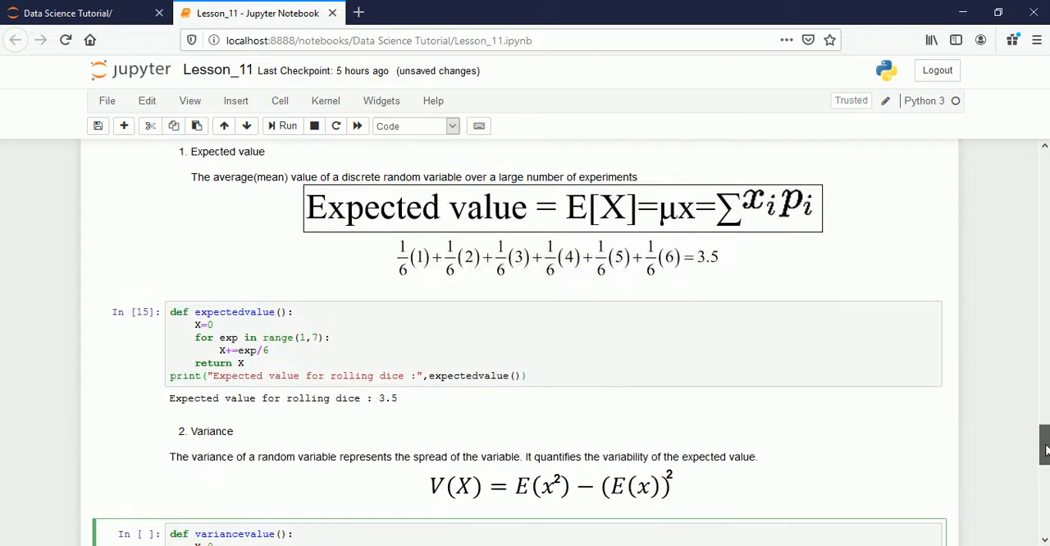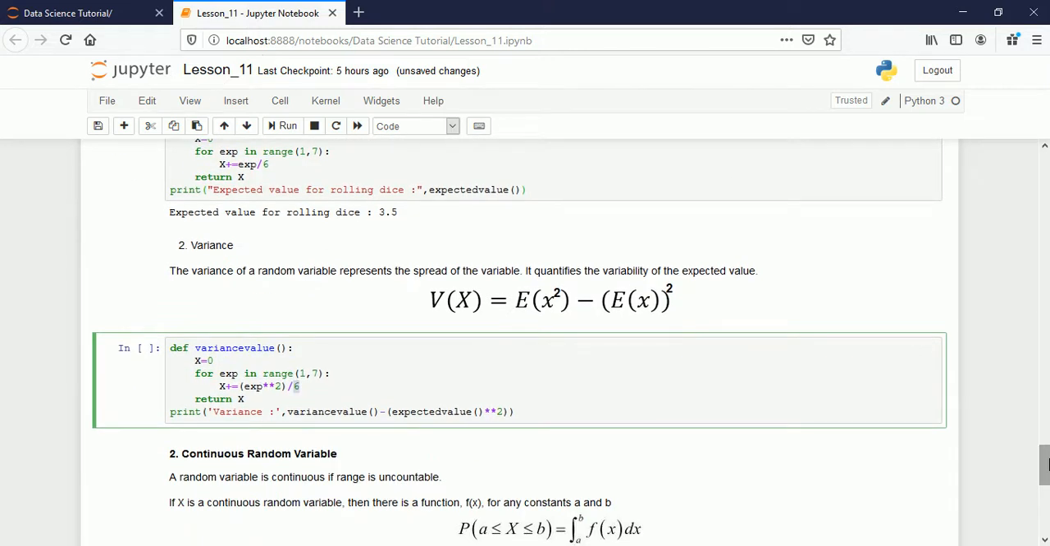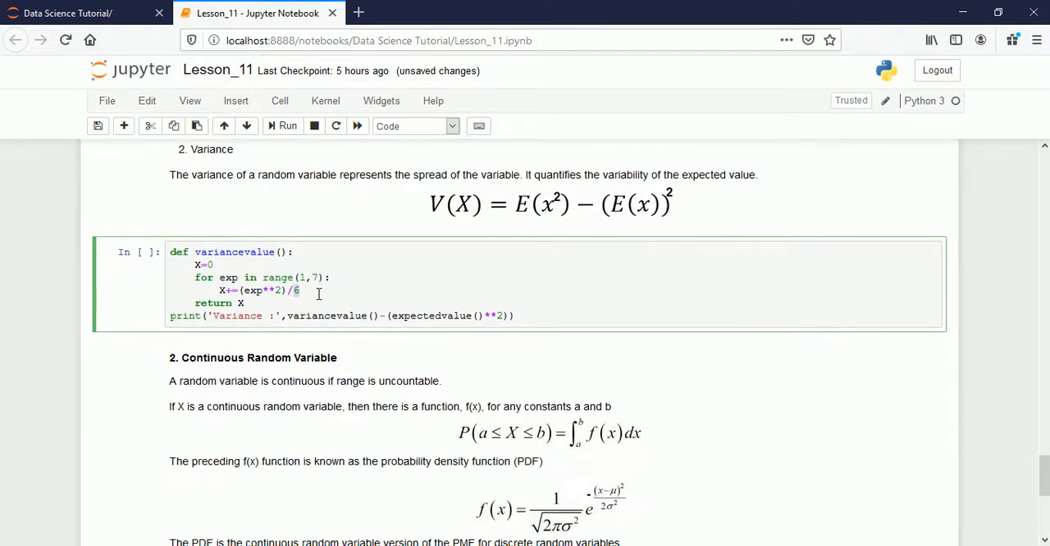So here it is the same: first you square this, then divide by 6, then here square this, because we need this. Square each number and then divide by its probability, and that is the expected value. So return that. It is returning the variance value here, minus the expected value whole square.